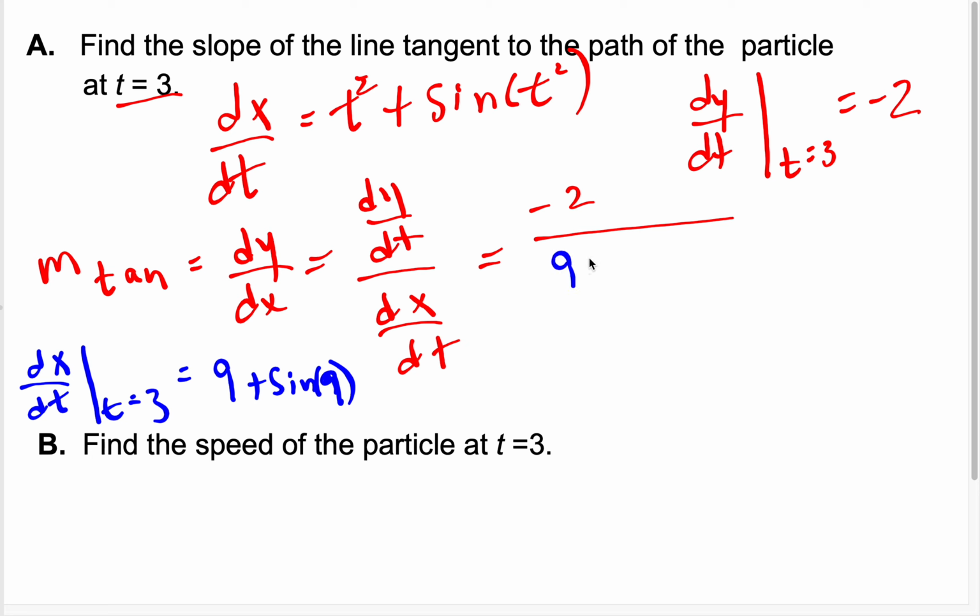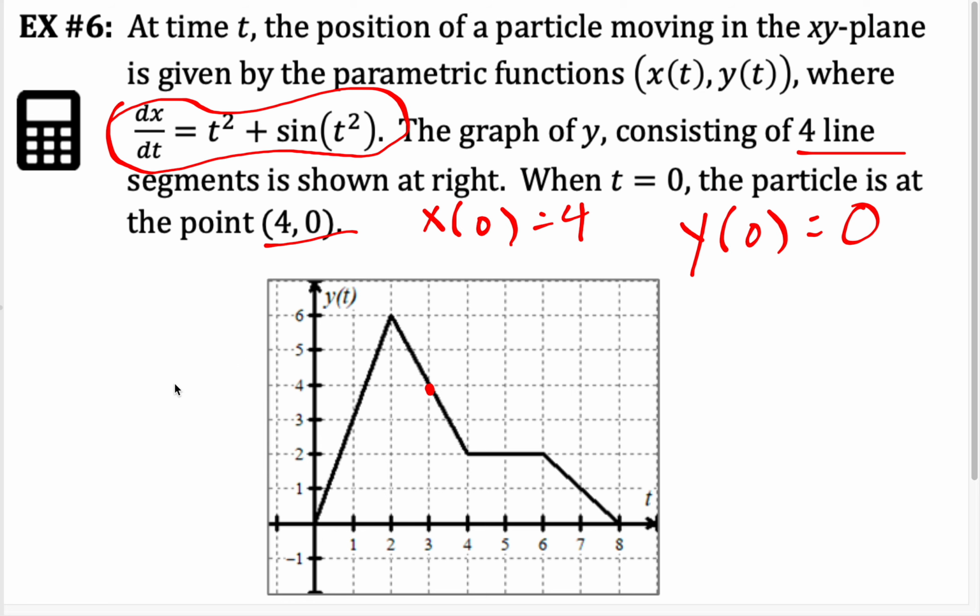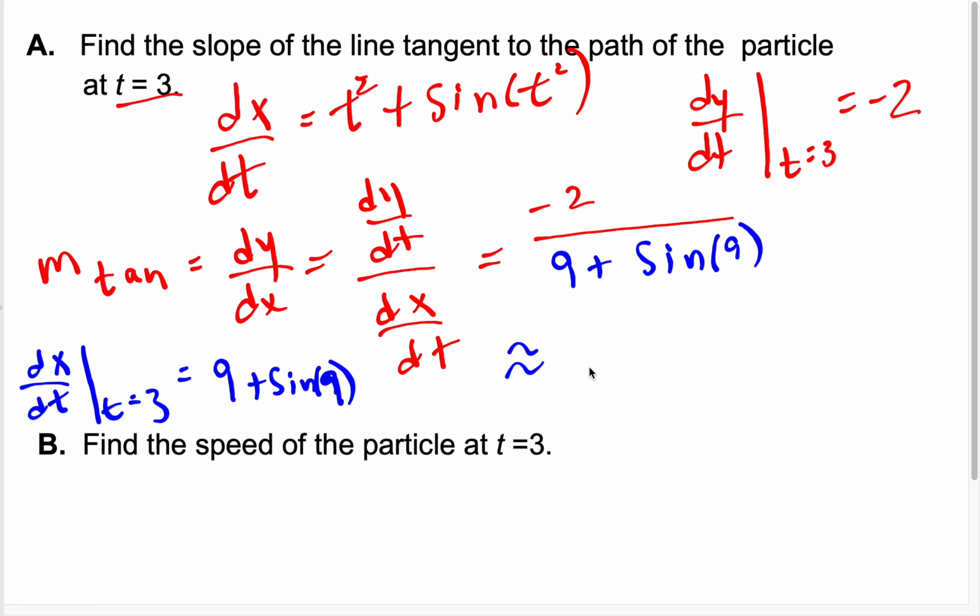Okay, 9 plus sine of 9. So we have -2. And that's going to approximately equal, because look at what this says, this is a calculator problem. So we can use our calculator. We're going to get -0.212. 3 digits after the decimal is what we use.